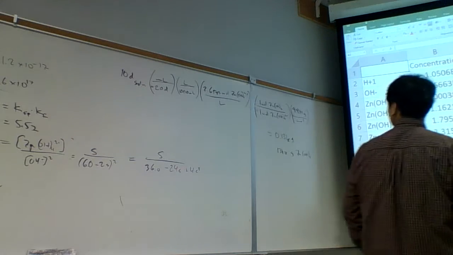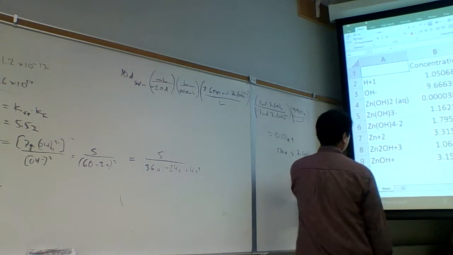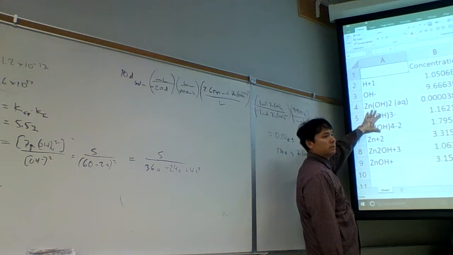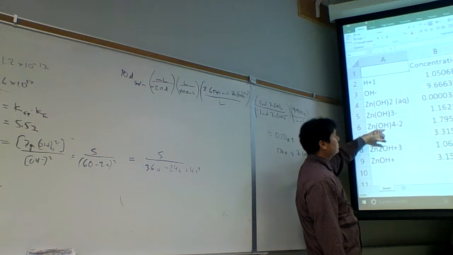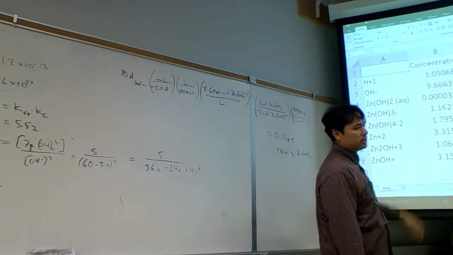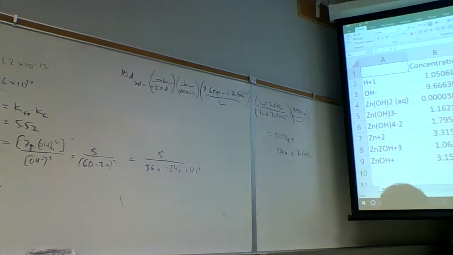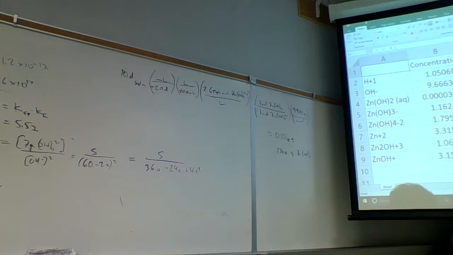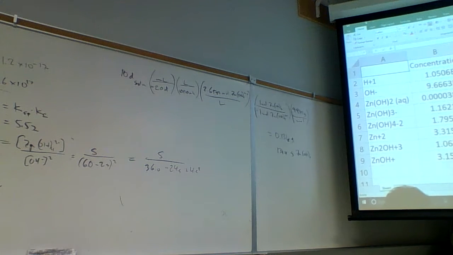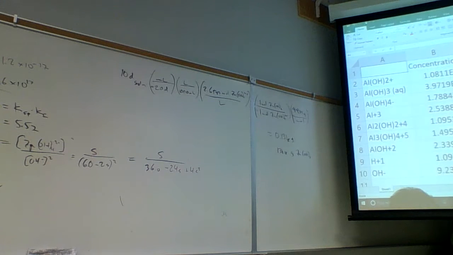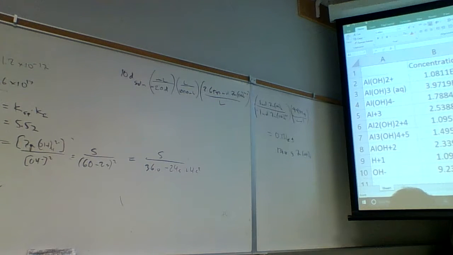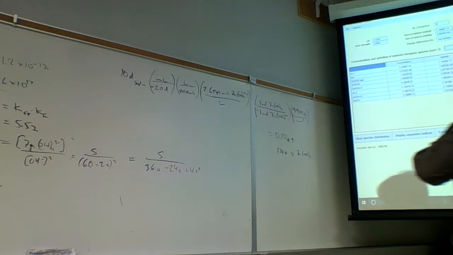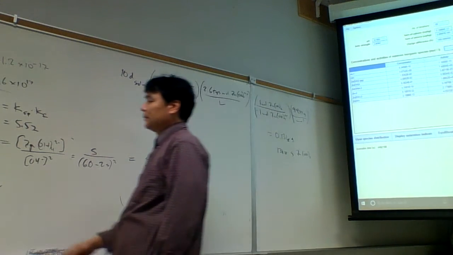Well, we see that it actually ends up in multiple species here, and tetrahydroxozincate is just one of these species. So let's set this up. Actually, I just skipped the calculations here. Let me set it up. Let's set up this problem using Visual Minteq here.